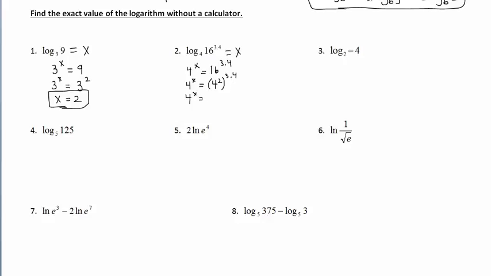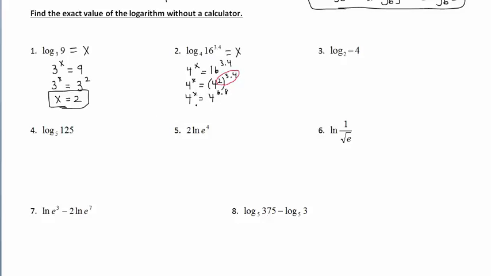all right, from algebra 1, we have a power to a power. So the property of exponents says that we're going to multiply these two exponents together. So keep the base of 4. I don't need a calculator to multiply 2 times 3.4. My new exponent would be 6.8.